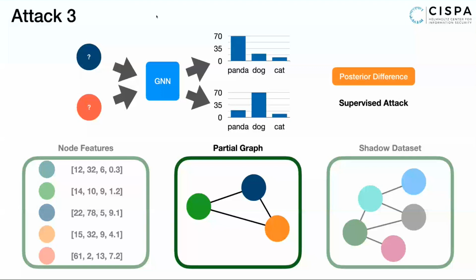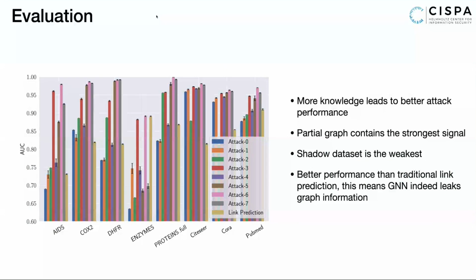We can see that, of course, the more knowledge the attacker has, the better the attack performance. More importantly, we have 3 dimensions of different attacker knowledge. The partial graph actually is the most useful one from this figure. And the shadow data set is basically not really useful in some cases. More importantly, in many cases on different data sets, all our attacks actually perform better than the traditional link prediction attack, which means you just judge whether two nodes are linked or not from the data set itself without involving the GNN. What this means is that GNN indeed leaks extra private information that was not supposed to leak.